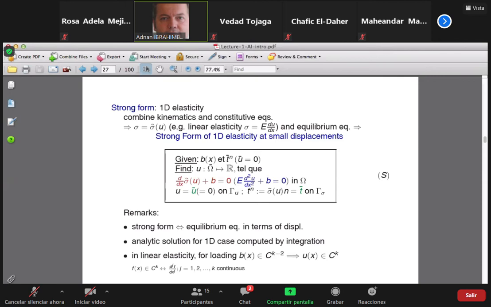And what is really important to note is that the regularity of the loading imposes a regularity of the function u. In other words, if you want the function u to be in the set of functions called C^k, what that means is that this function is continuous and all the derivatives up to order k are continuous. But then the load should be of order k minus 2.